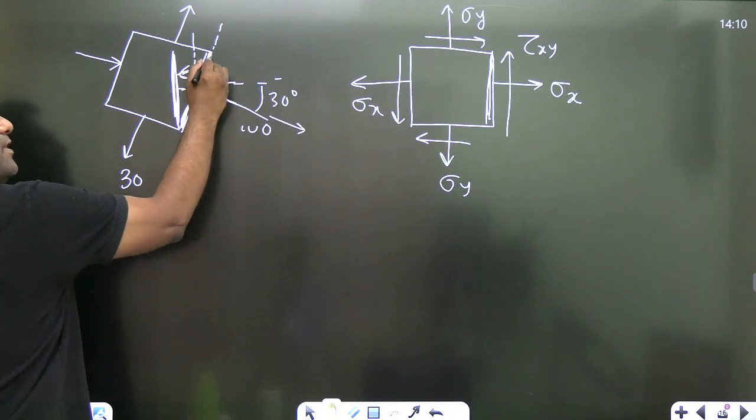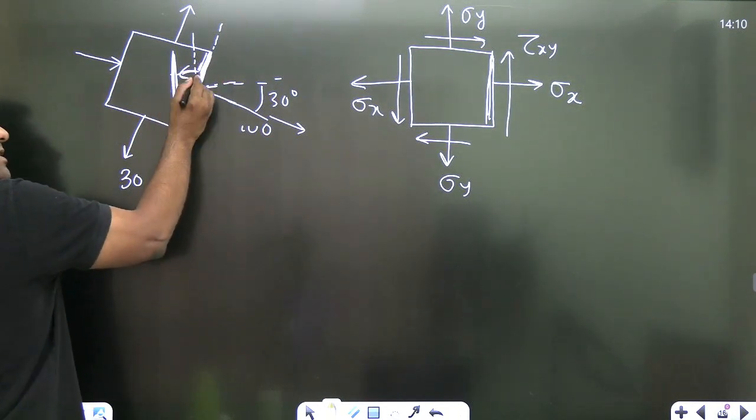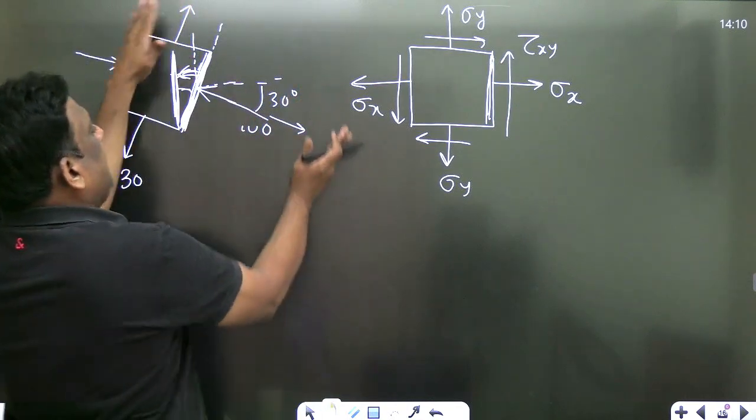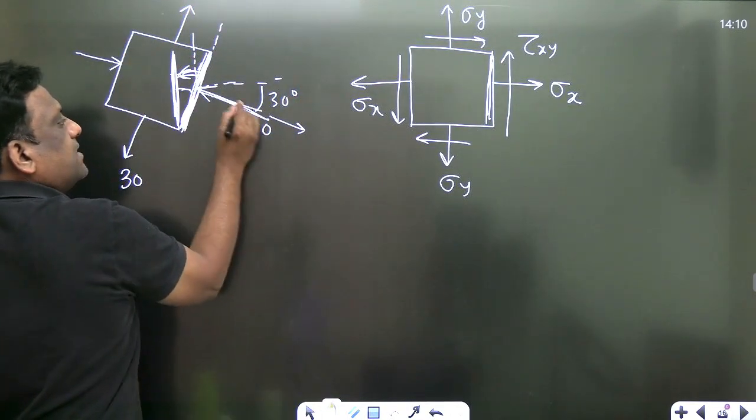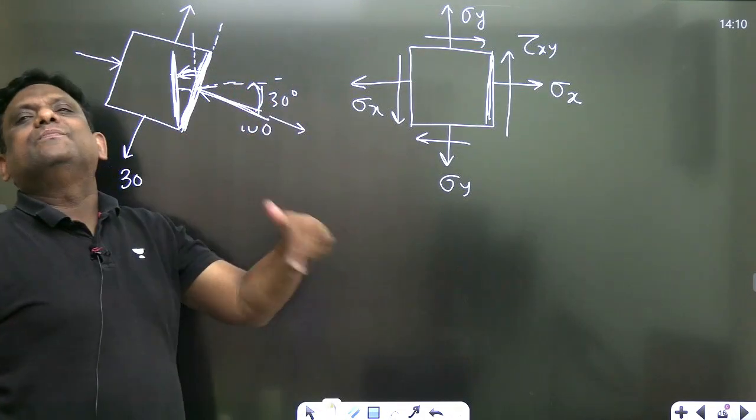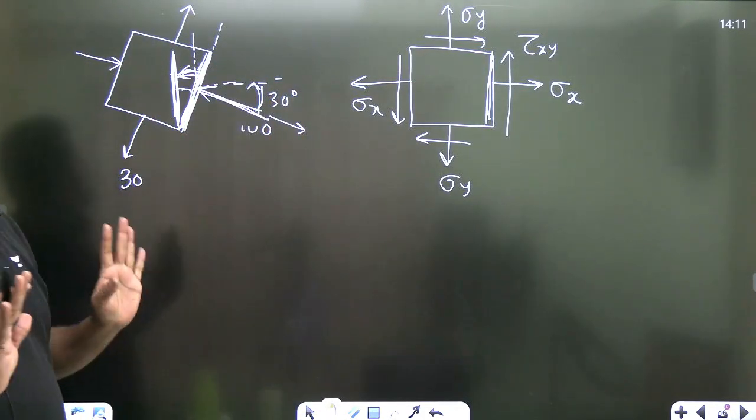What is this angle? With respect to this, I want this. So what will it be, sir? I have to rotate by 30 degrees anti-clockwise. Look here, with respect to this, if I rotate 30 degrees anti-clockwise. So anti-clockwise means positive. So you know the equation.